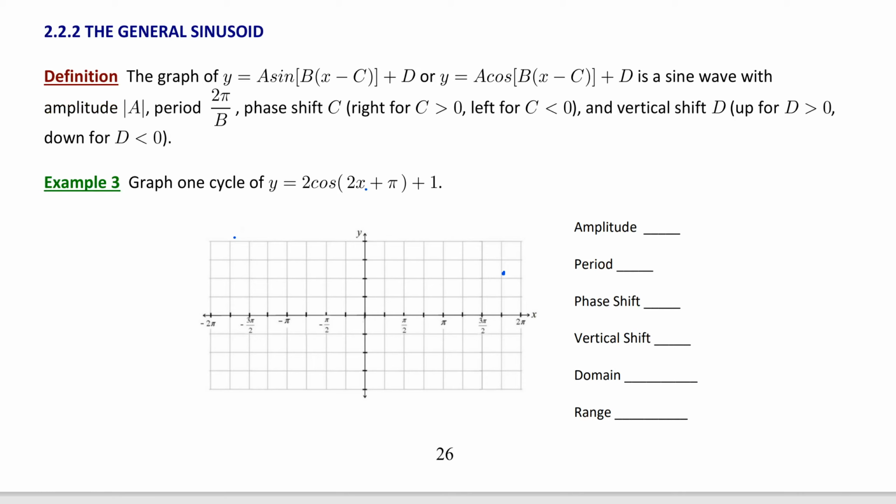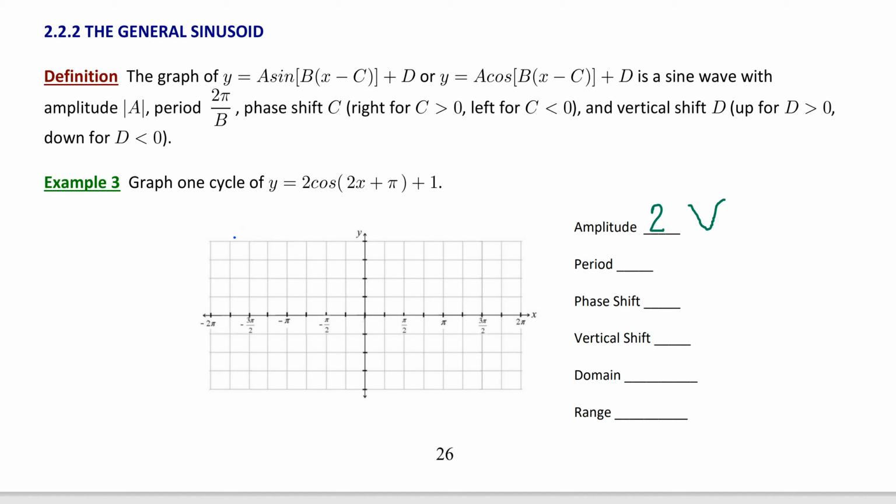We want to graph one cycle of y = 2cos(2x + π) + 1. First of all, recognize that the cosine wave is multiplied by the constant 2. That indicates that the amplitude is 2. Also observe that's a positive number, so the orientation of the cosine wave will match the orientation of the original cosine wave.